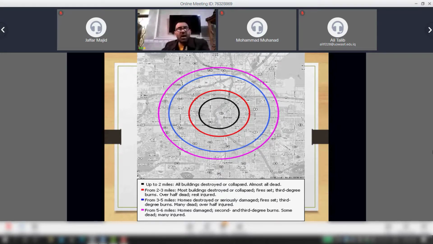In the black area all the buildings are collapsed and almost all the victims die. In the red area most buildings collapsed, and here fire happens because this space is the burn zone, and over half, 50%, are dead.